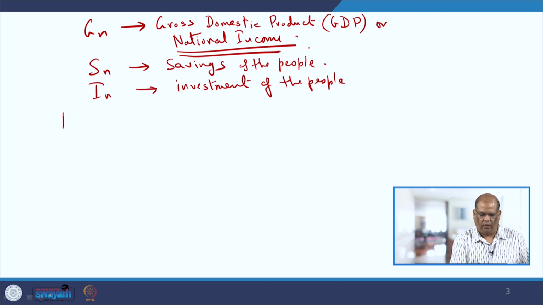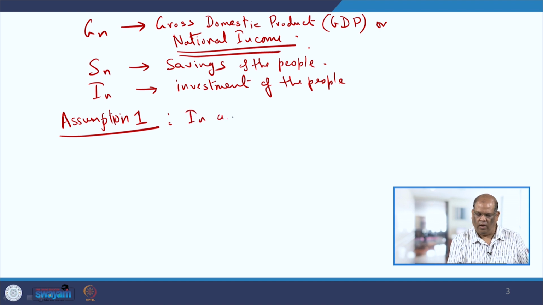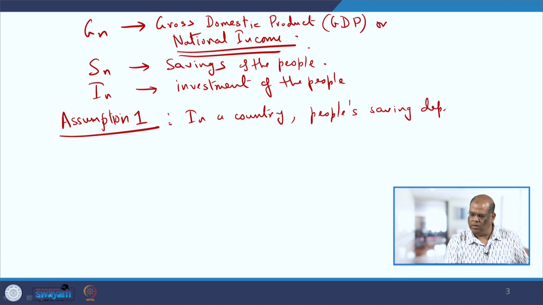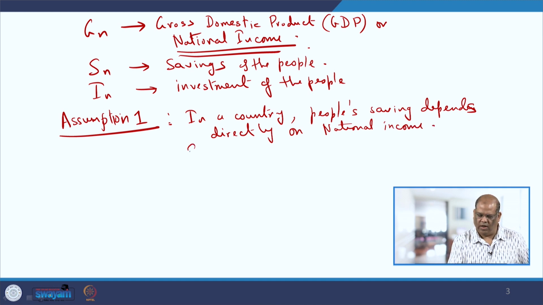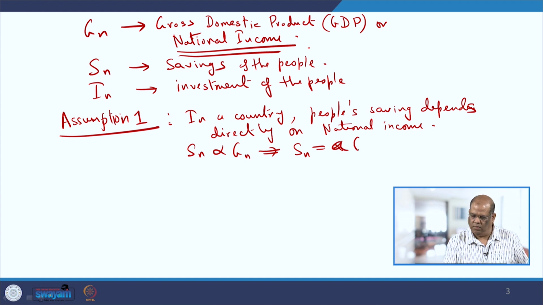Now, the first assumption. Assumption 1: in a country, people's saving depends directly on national income. So, the savings depends directly on national income, which will give you Sn is equal to A times Gn, where A is a positive quantity.